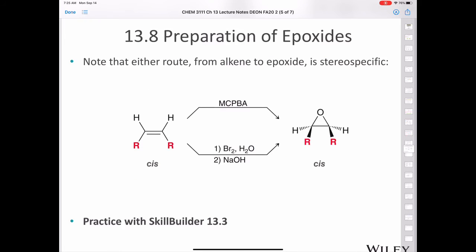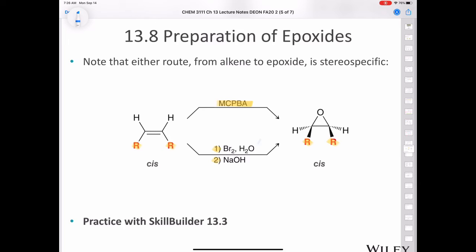And so either route that we've learned to make an epoxide, both of these are stereospecific, in that if we use MCPBA, we start with a cis alkene, we end up with our R groups cis on our epoxide. And similarly, if we were to make a halohydrin in the first step and then treat that with sodium hydroxide, it is still stereospecific in that if our R groups in our alkene are cis, we're going to end up with our R groups still being cis in our epoxide.